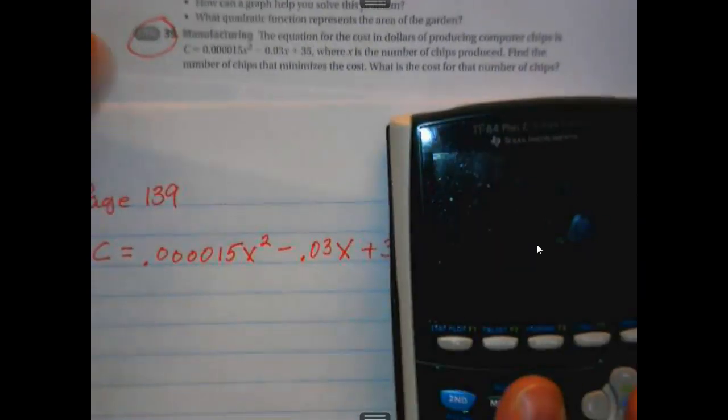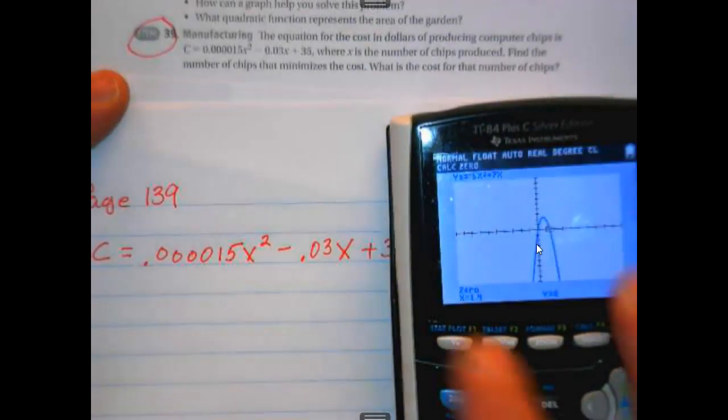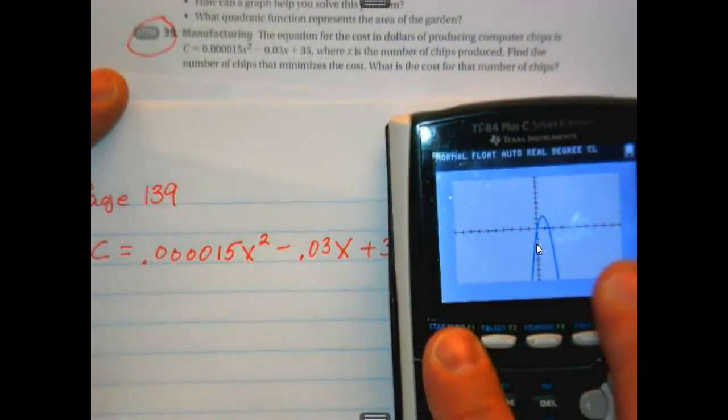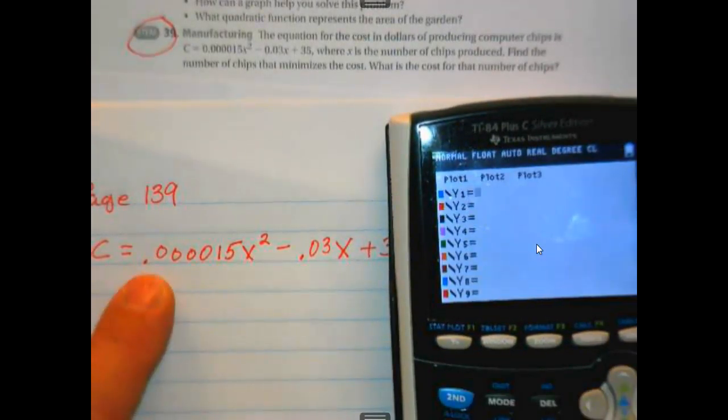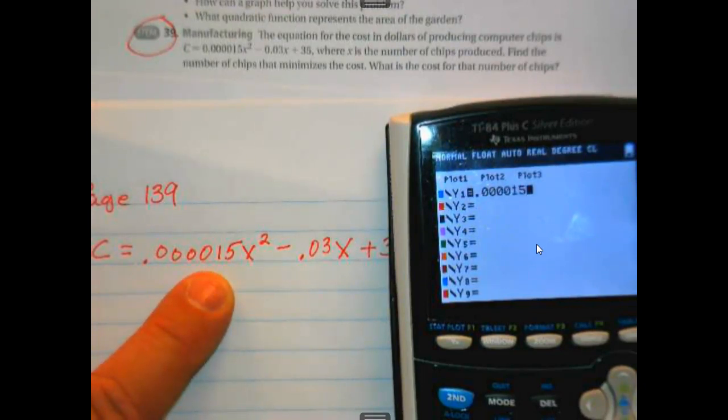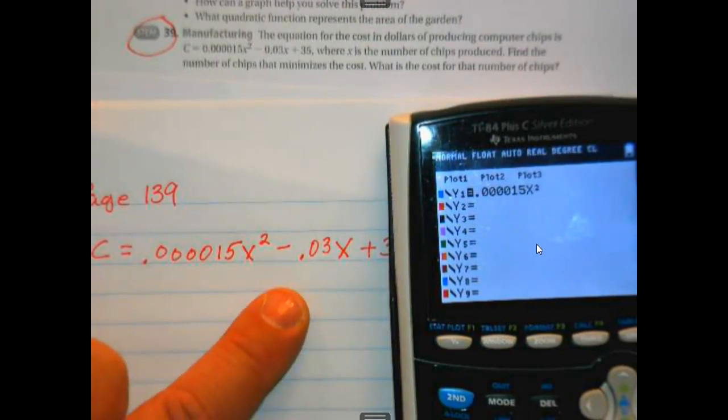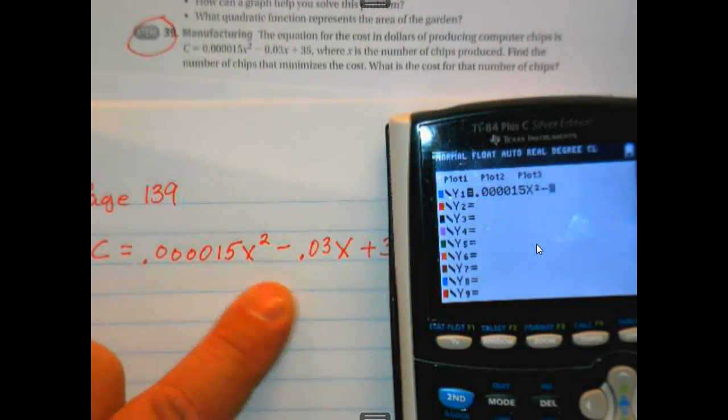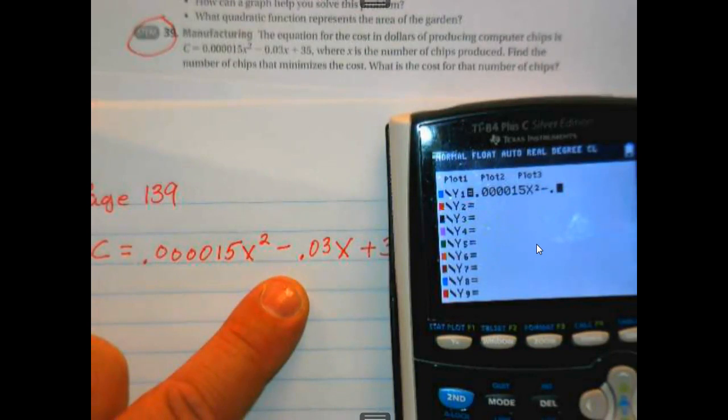All right, here we go. I'm glad that's on video. 0.000015x squared minus 0.03x plus 35.